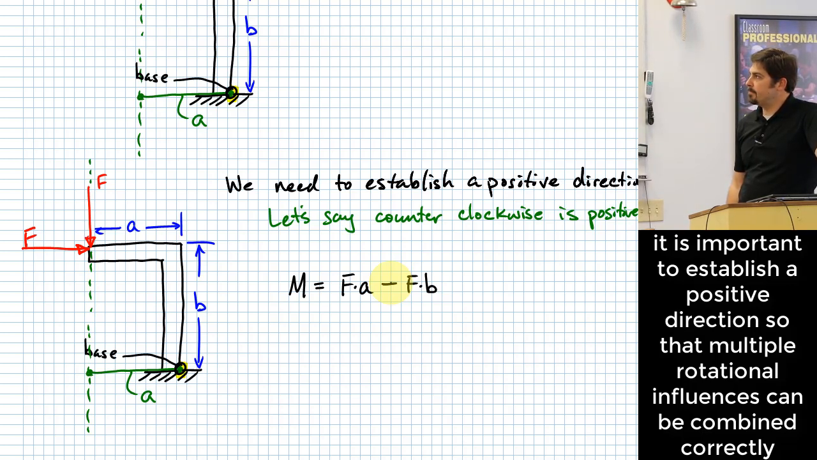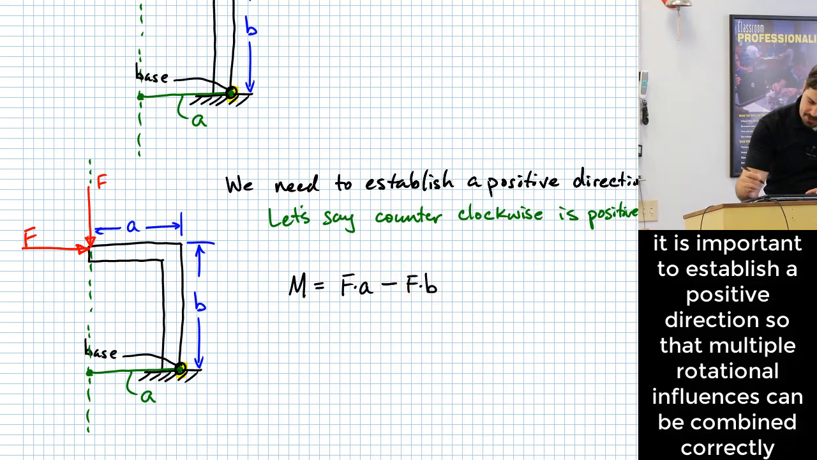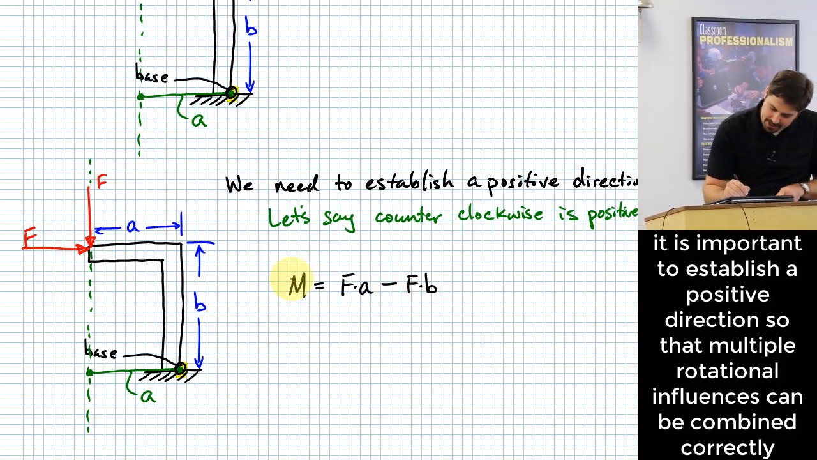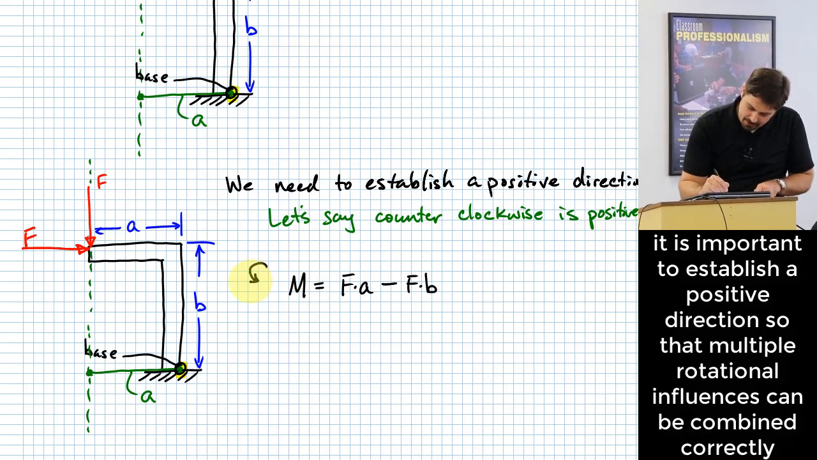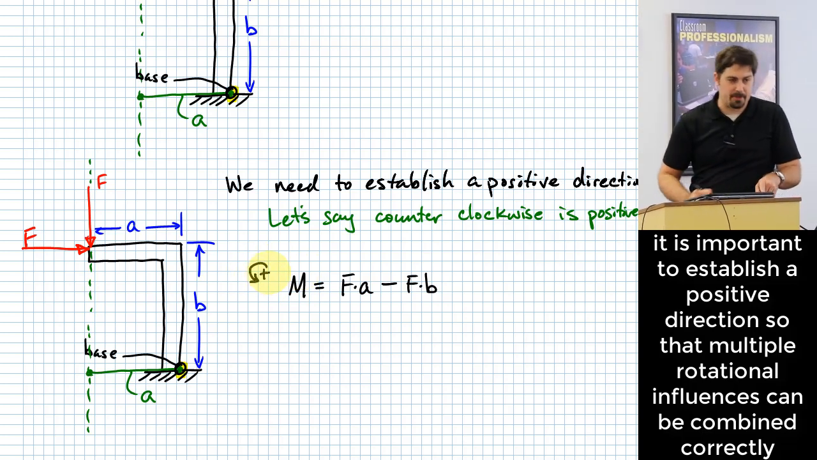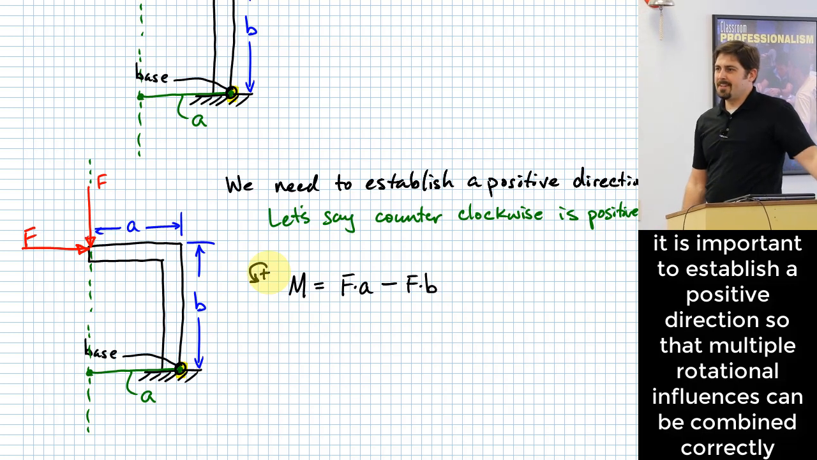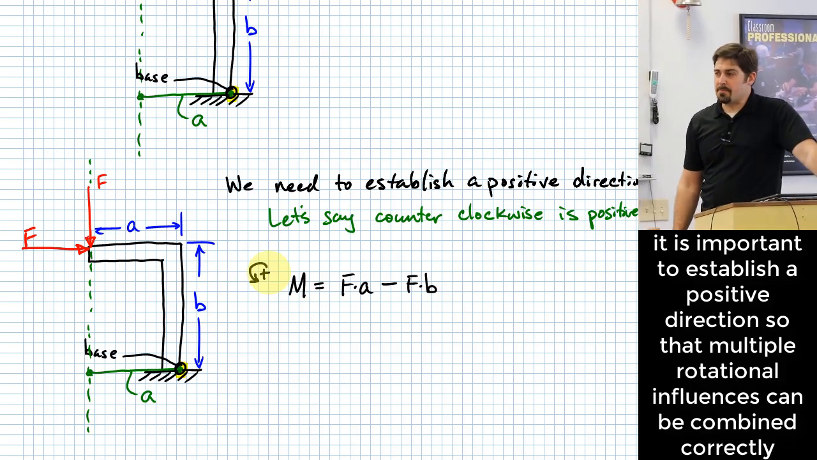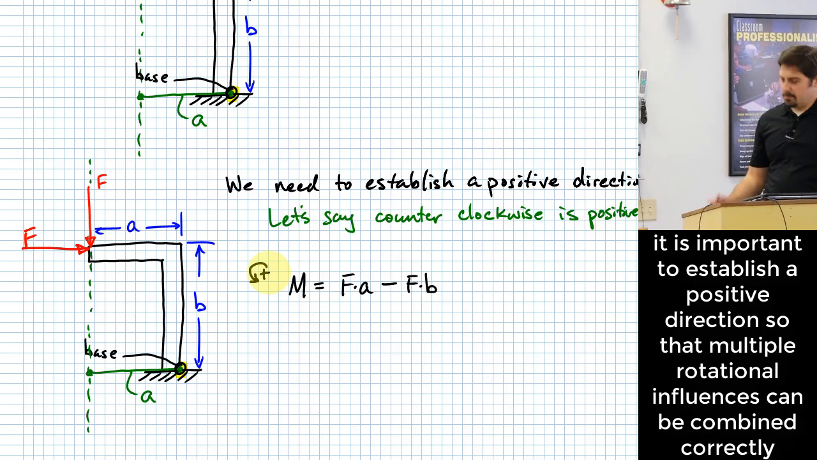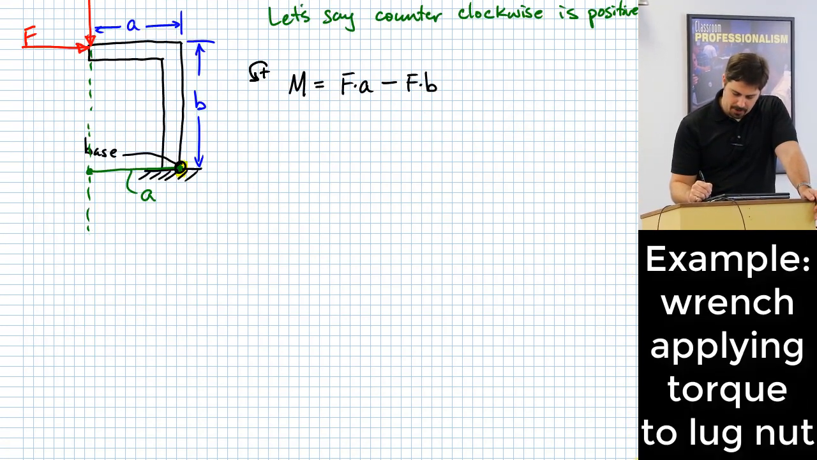Sometimes what we do on these is we actually put a little symbol out in front and we say something like this, a little counterclockwise arrow with a positive in the middle of it. That's not a bad thing to do to just make sure everyone is clear on what direction you are taking to be positive. All right? Shall we do a problem with numbers?